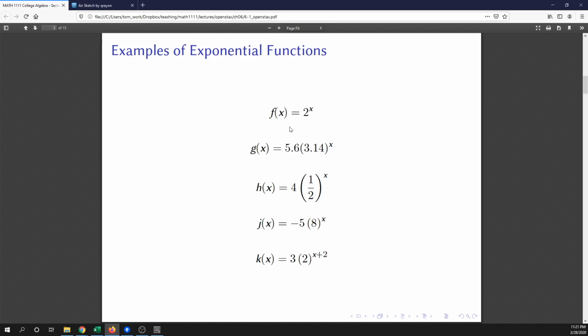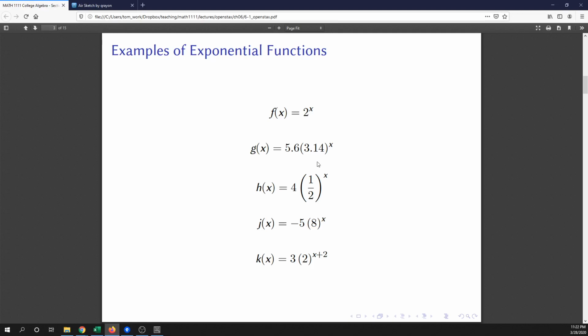The first one is 2 to the x power. The a in this case would be 1, which we normally just don't write. And by the way, in some later courses, they might just call b to the x an exponential function, and not have the constant part out there. But in our book and in this class, we will refer to exponential functions as some number times b to the x. Here the a is 5.6 and the b is 3.14.